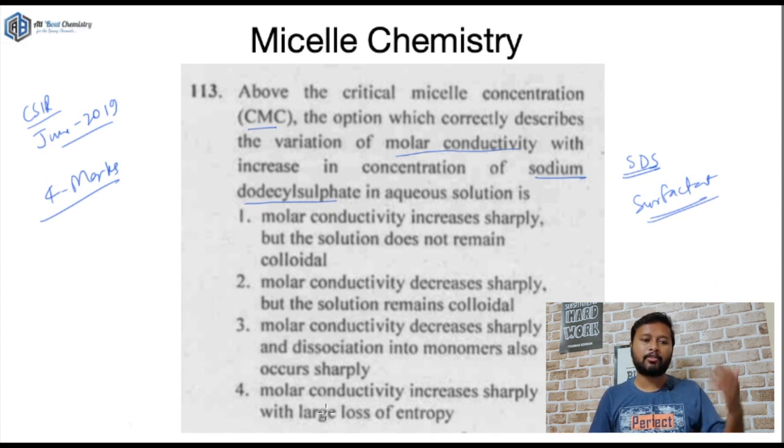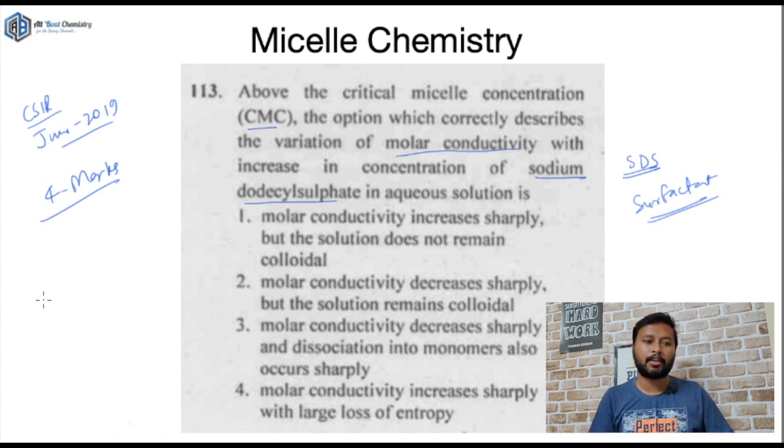Now let's read out all the points. Point number 1 says that molar conductivity increases sharply but the solution does not remain colloidal. Second says that the molar conductivity decreases sharply but the solution remains colloidal. Third says that the molar conductivity decreases sharply and the dissociation into monomers also occurs sharply. The last one says that the molar conductivity increases sharply with a large loss in the entropy.